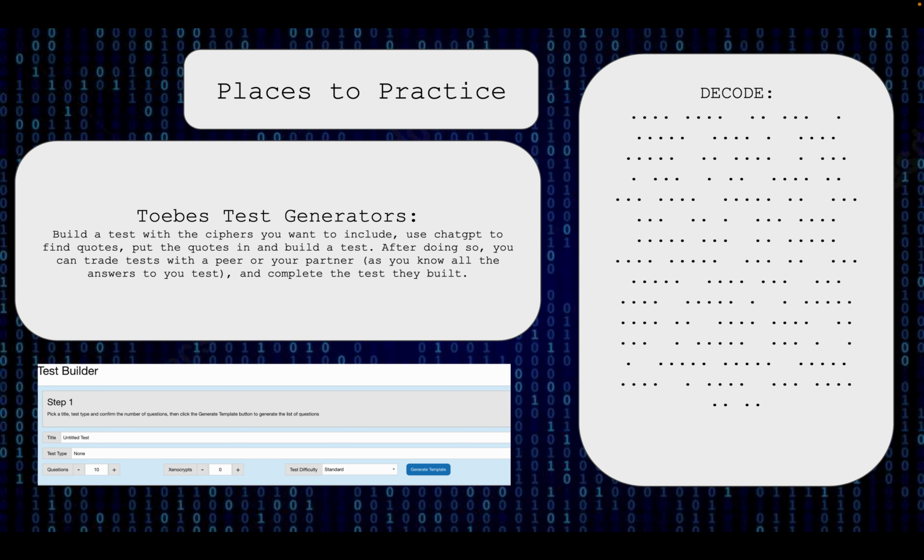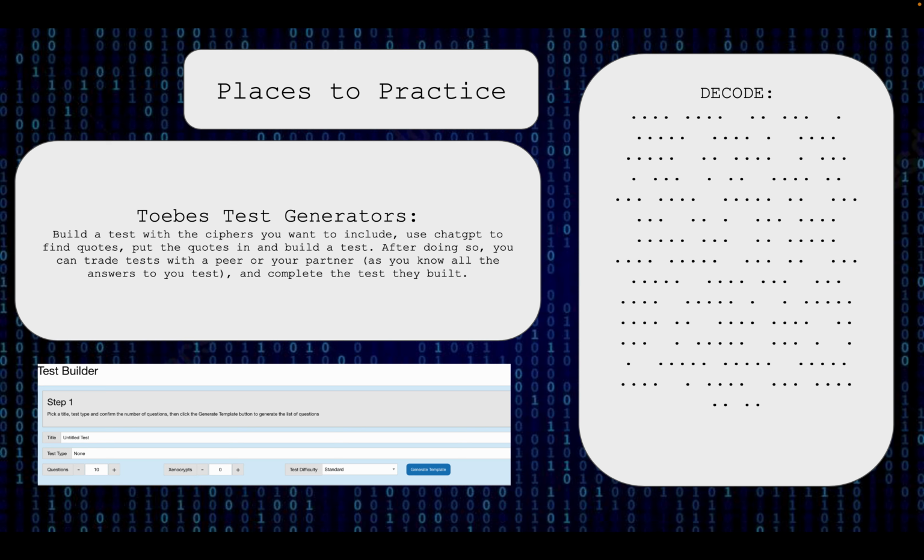After building your test, since you know all the answers because you searched it up or used ChatGPT to find the quotes, you will trade a test with a peer or your partner. So you won't know the answers to their test, and they won't know the answers to your test. So you can complete the test that they built. Knowing that, you could take the test and have plenty of practice with Tapcode and other ciphers that you may need practice on.